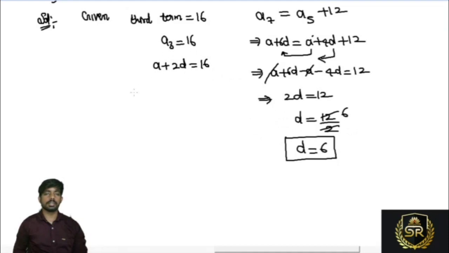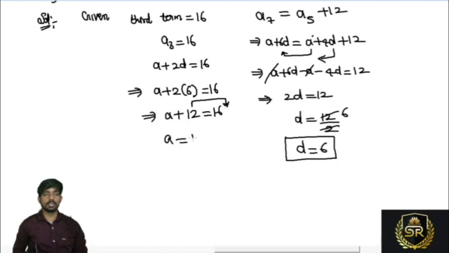Substitute d equals 6 in this equation. a plus 2 into 6 equals 16, so a plus 12 equals 16. Sending 12 to the right hand side, a equals 16 minus 12. Therefore a equals 2 and d equals 6.